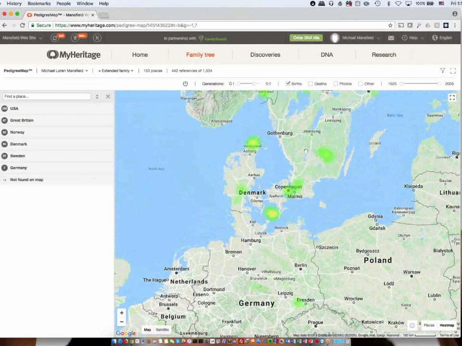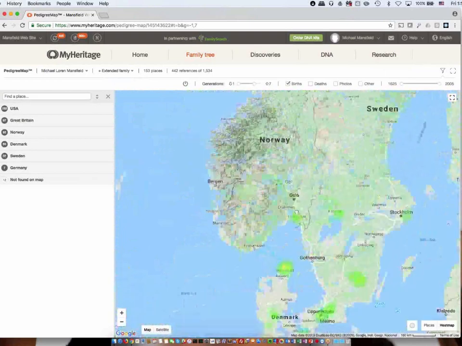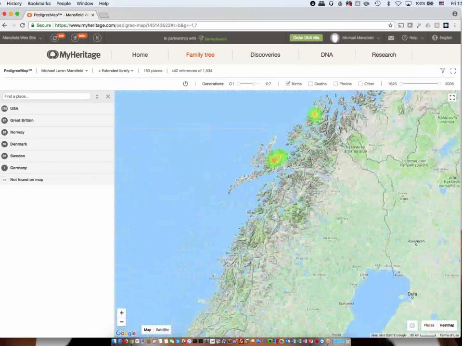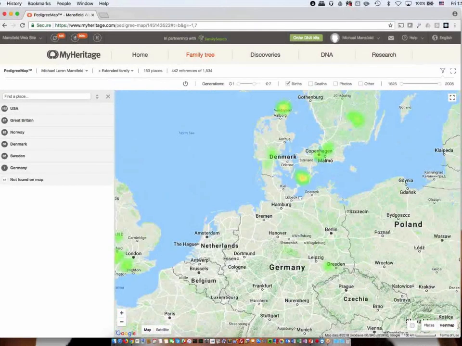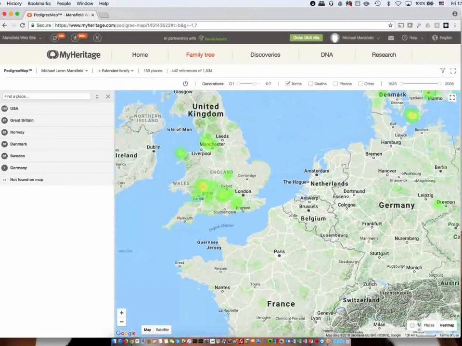Let's turn off other. So I have several different families in Sweden, several in Denmark, several in Norway, and way up here at the top in Norway is one of my mother's family that were fishermen way up there in the north, over here in London. I hope that answered the question. Yep, very good. Yeah, love the heat map.